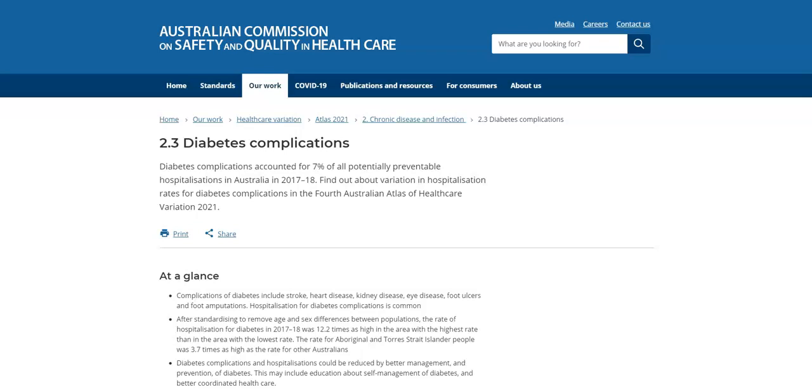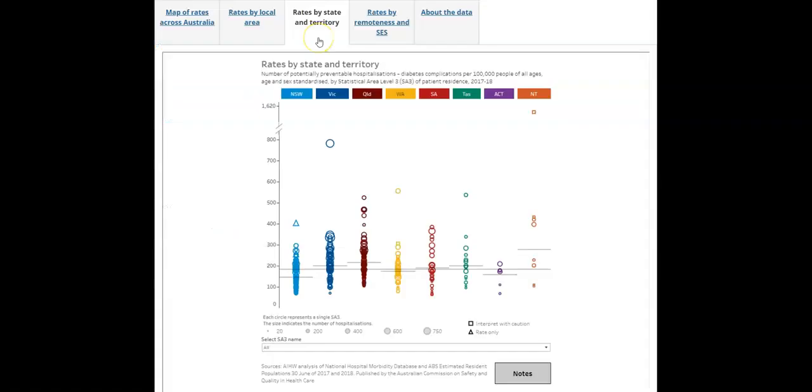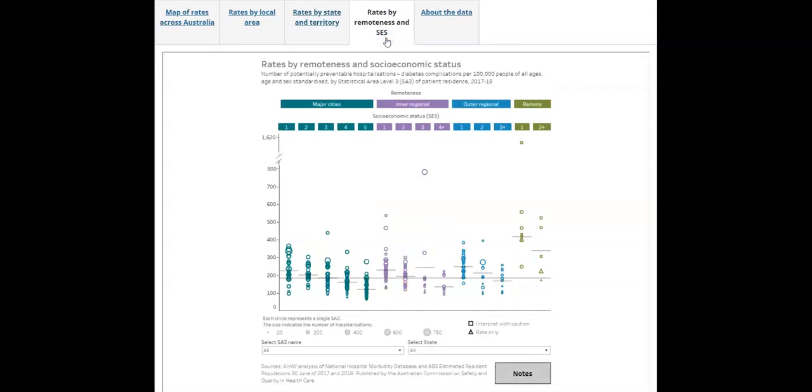This demonstration will cover the string of pearls, which is another common type of graph from the Atlas series, using the Atlas landing page for diabetes complications as an example. There is usually one graph that looks at SA3 rates by state and territory, and another by remoteness and socioeconomic status.